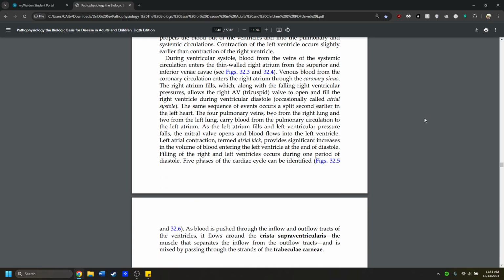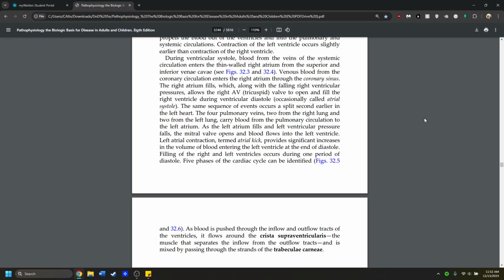During ventricular systole, blood from the veins of the systemic circulation enters the thin-walled right atrium from the superior and inferior vena cava. Venous blood from the coronary circulation enters the right atrium through the coronary sinus. The right atrium fills, which, along with the falling right ventricular pressure, allows the right AV, or tricuspid valve, to open and fill the right ventricle during ventricular diastole, occasionally called atrial systole.